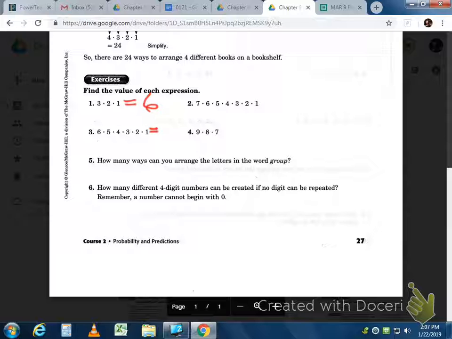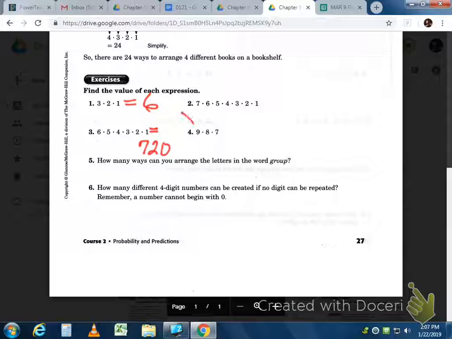What about this one? 6 times 5 times 4 times 3 times 2 times 1. Anybody know? Anybody got that one? Probably not sure, huh? 720. I think. So it is 720.